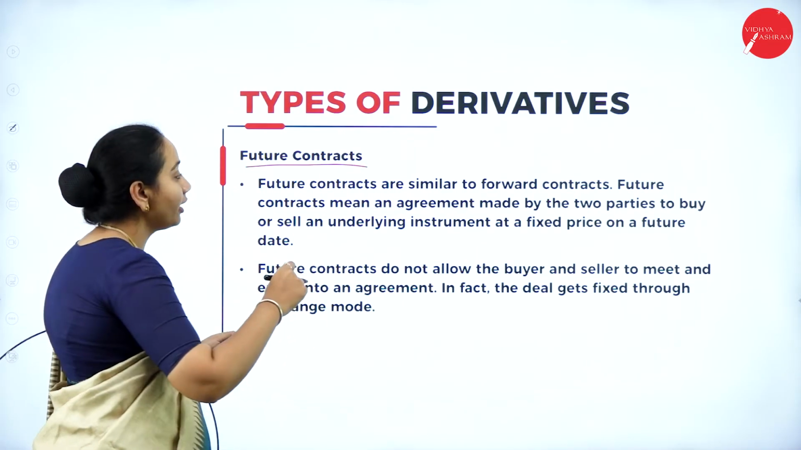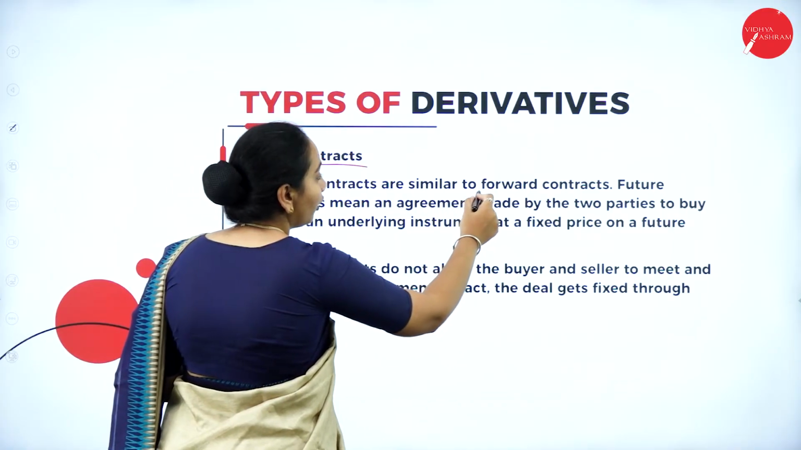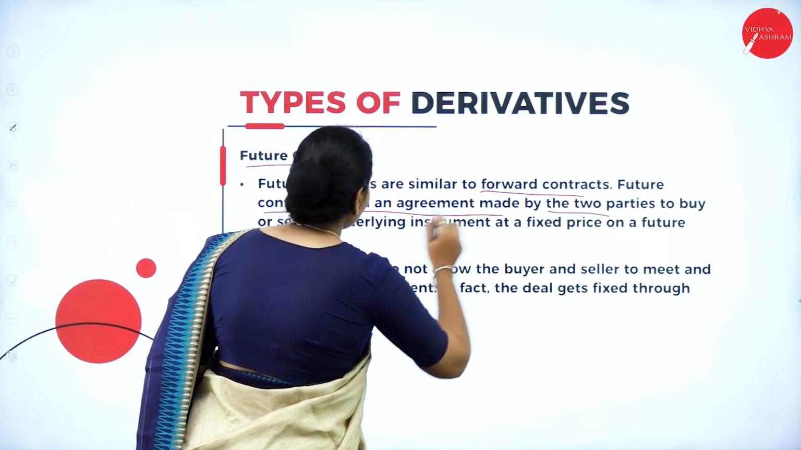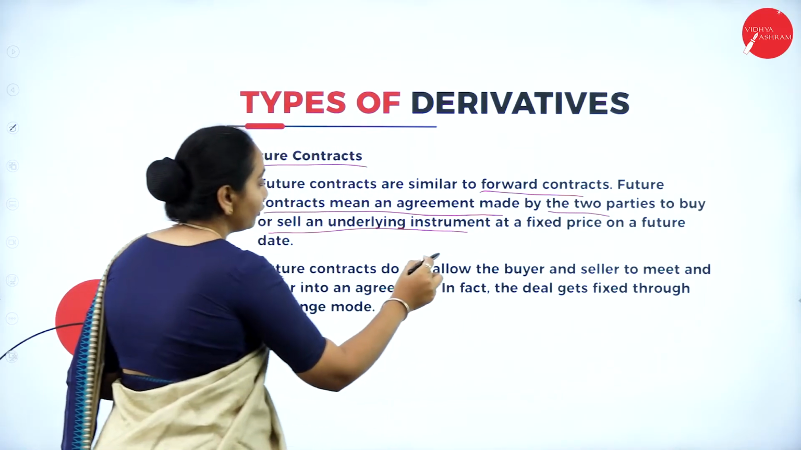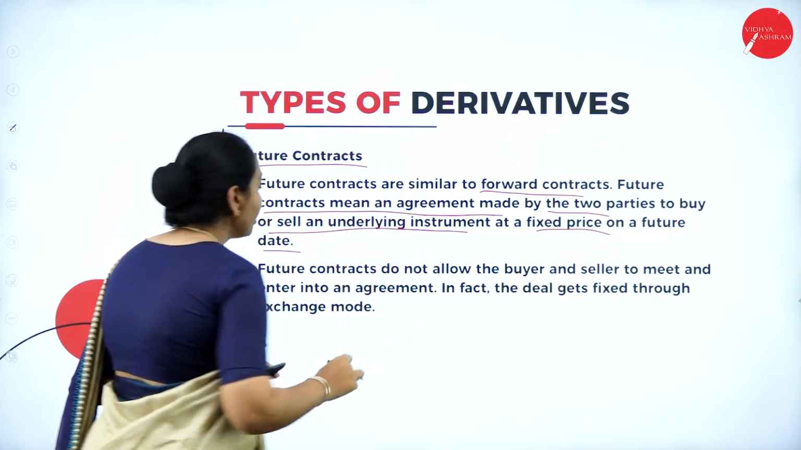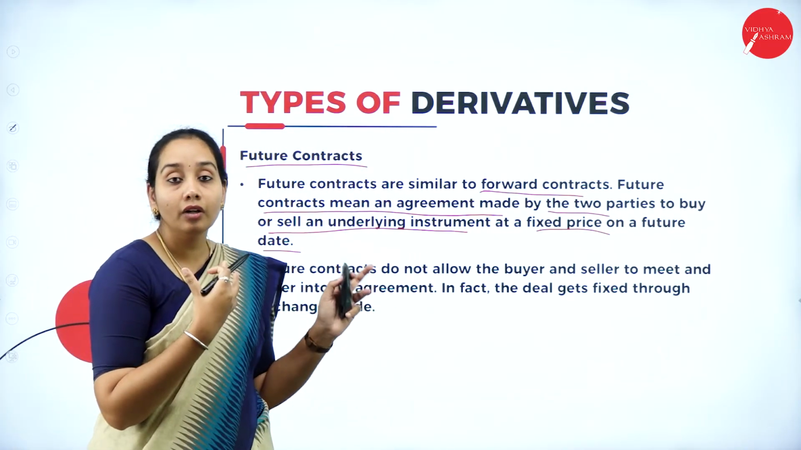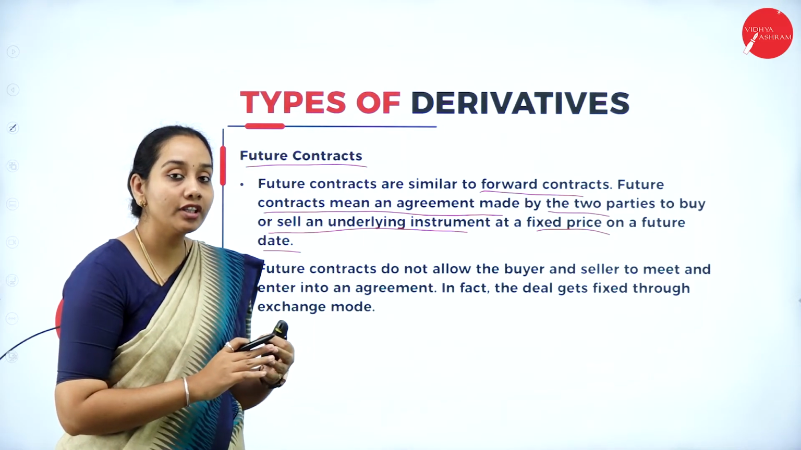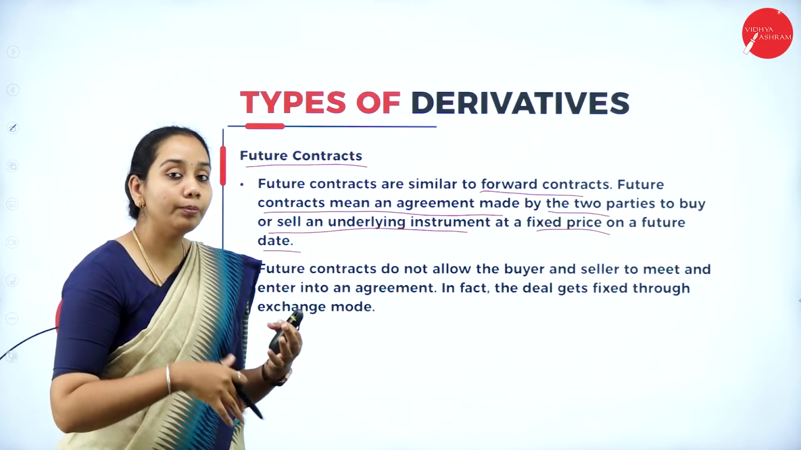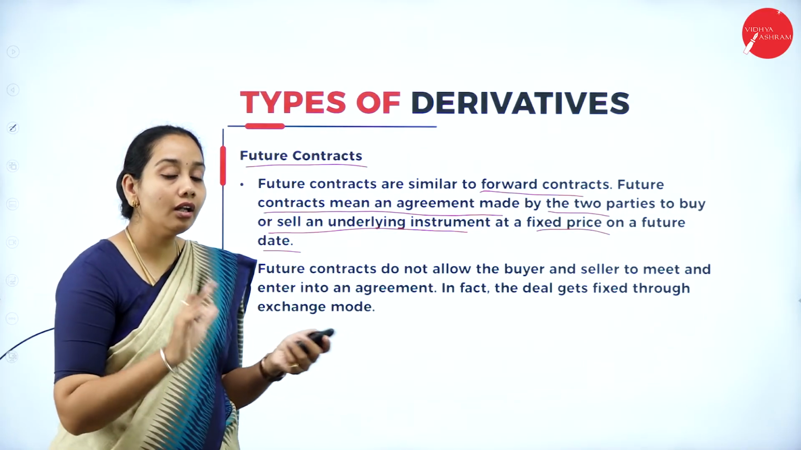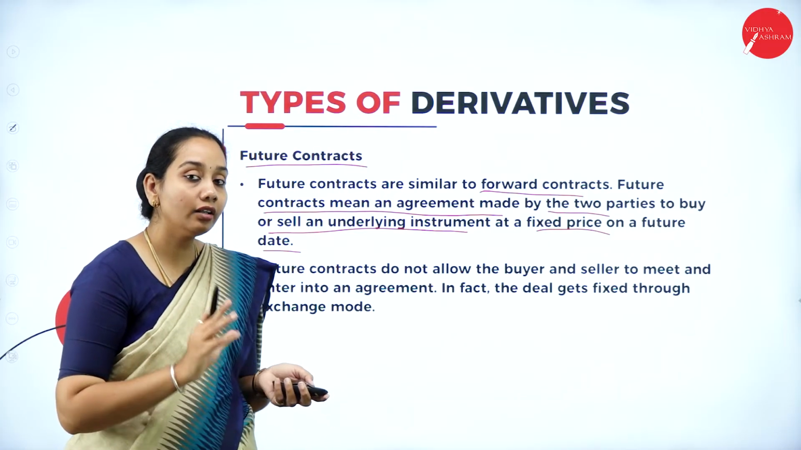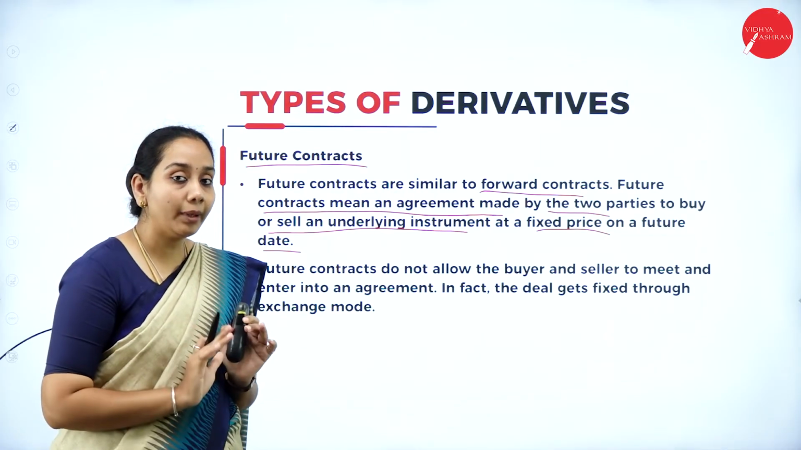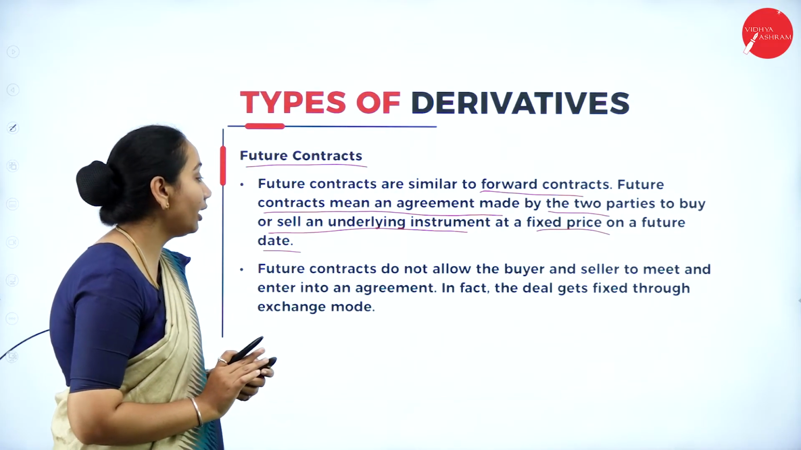Next is futures contracts. A futures contract is similar to the forward contract. It is an agreement made by two parties to buy or sell an underlying instrument at a fixed price on a future date. So here too, two parties come together, fix the price and sell the product on a coming future date. In the case of a forward contract, the right to sell the product is only in the hands of the seller, not the buyer. This is called a futures contract.